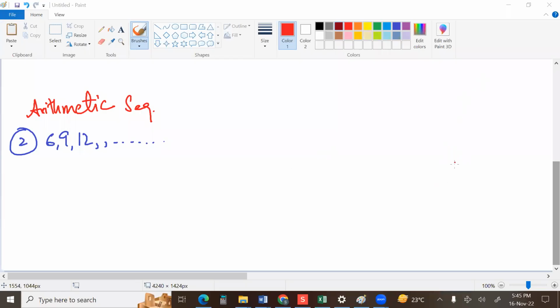This video is going to be based on sequences for the MYP syllabus. We will be coming across three types of sequences. The first one of them is the arithmetic sequence. The main characteristic of an arithmetic sequence is that it has a common difference.